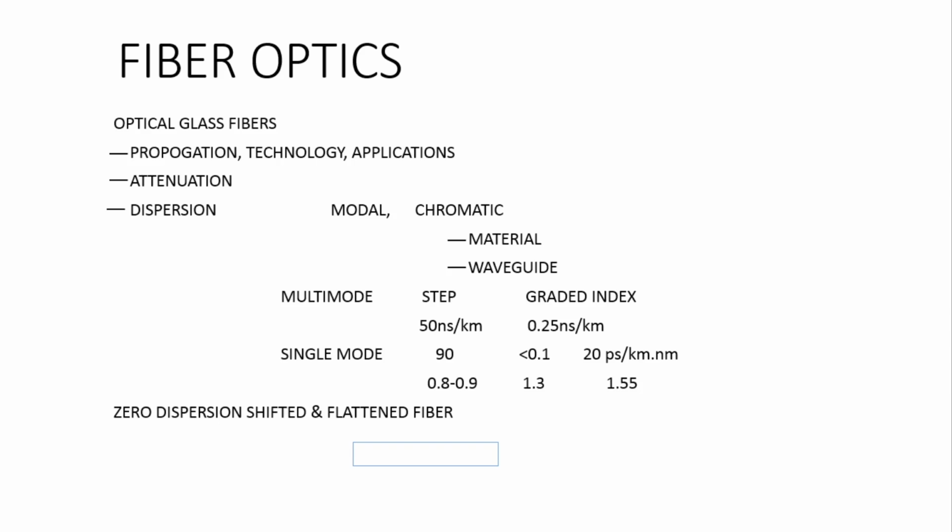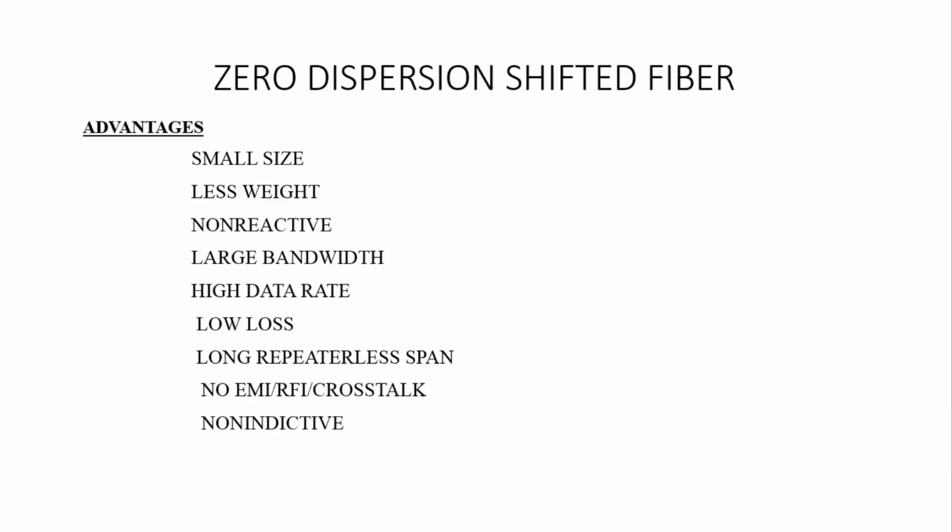There are different types of fibers. Zero dispersion shifted fiber. Advantages: smaller size, lightweight, non-reactive, larger bandwidth, high data rate, low loss, long repeaterless span, no EMI, RFI, crosstalk, non-inductivity.